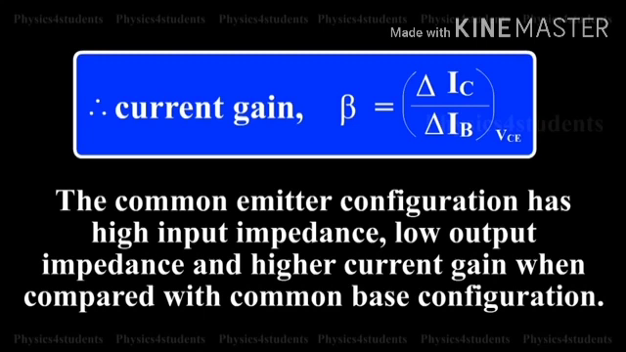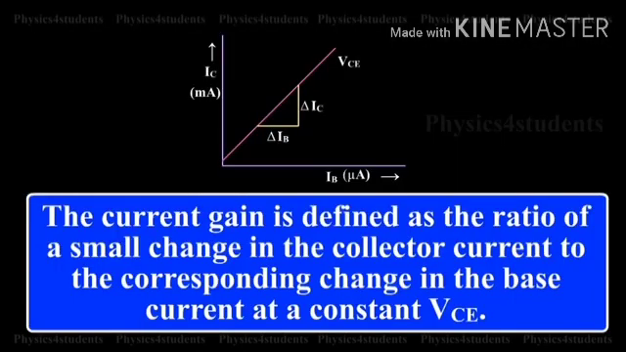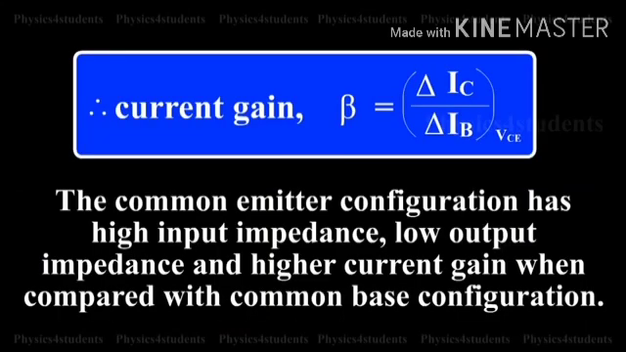Next we draw the graph between IC and IB at a constant VCE. It is defined as the ratio of change in collector current to change in base current at a constant collector emitter voltage. It is called the forward current gain. So beta is equal to delta IC by delta IB at constant VCE. This value lies between 50 and 200, depends upon the transistor, and is provided by the manufacturer. Some transistors have beta above 1000. That's all. Thank you.